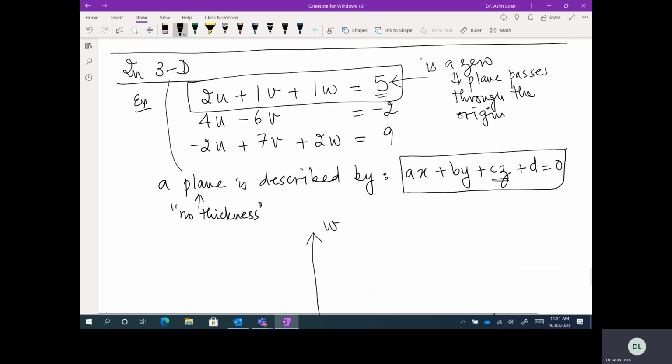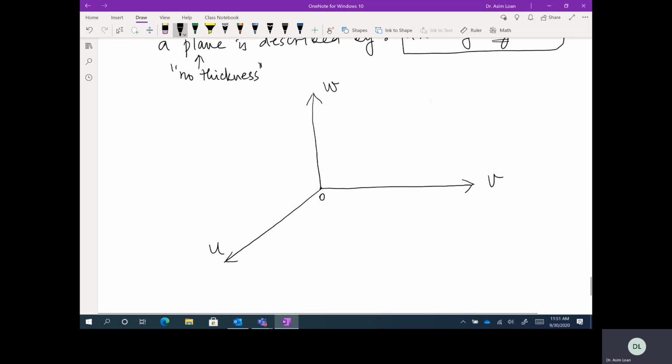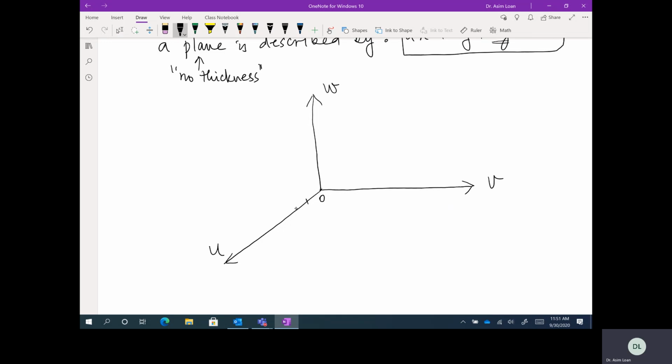So to plot a plane, all you need is 3 points. If v and w are 0, u is 5 by 2. If u and w are 0, v is 5. And if u and v are 0, then w is 5. So you have 1, 2, 2.5 here, so this is 5 by 2. Then you have 1, 2, 3, 4, 5, you have 5 over here, and then you have 1, 2, 3, 4, 5, you have 5 over here.